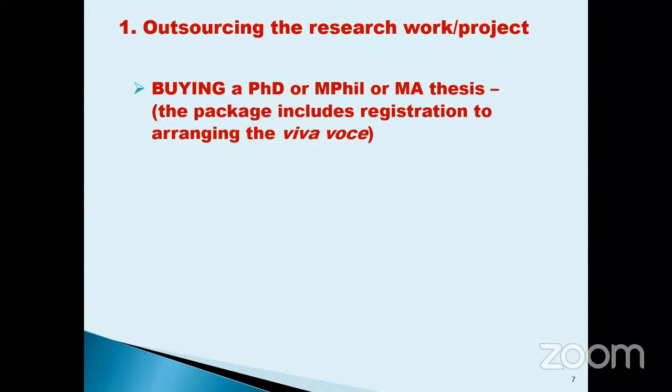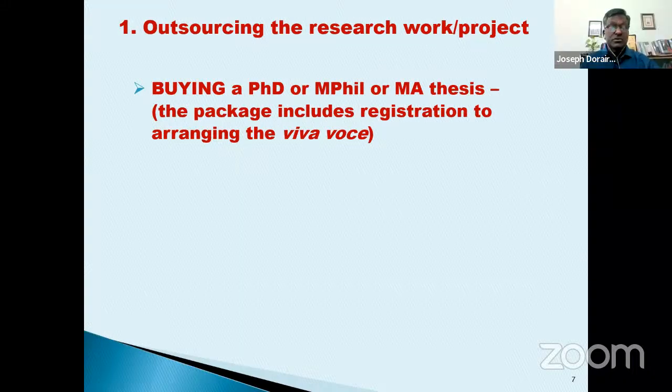And I have something in parentheses, which is very interesting. Of course, totally unacceptable. The whole thing comes as a package. At the time of registration, you have to pay 1 or 2 lakhs. Then when you have the first DC meeting, you have to pay another 2 or 3 lakhs. When you have the second DC meeting, you pay additionally 2 or 3 lakhs. Then at the time of submission, you pay the rest of the amount. And at the time of the viva voce, you pay some amount. So this is a complete package. It starts with registration and ends with viva voce.